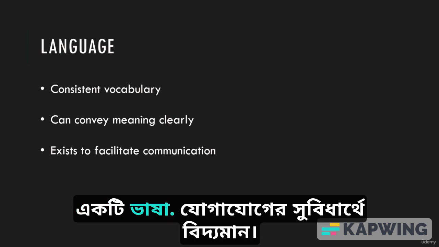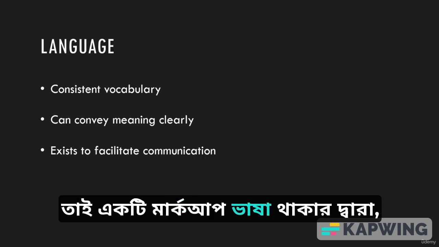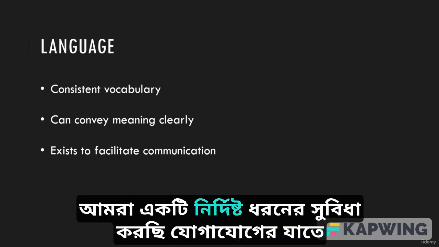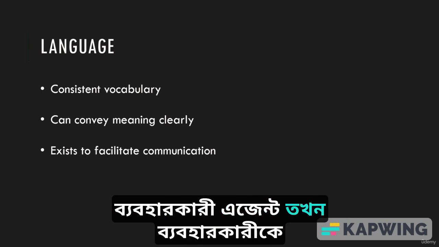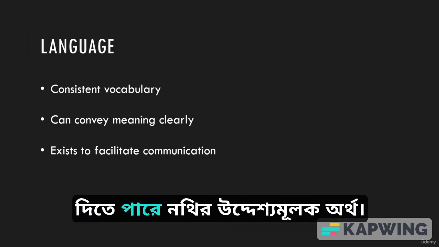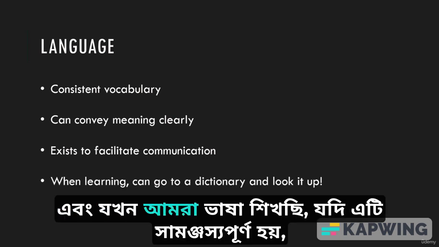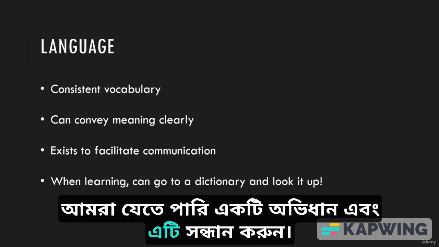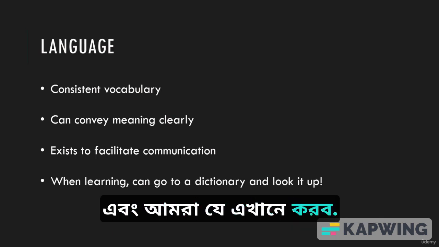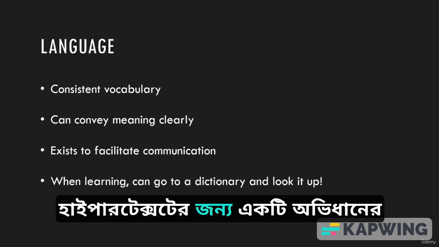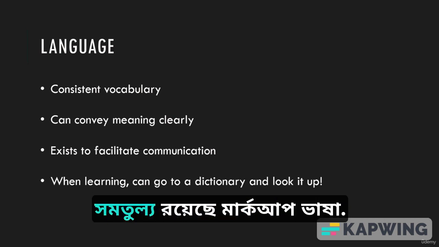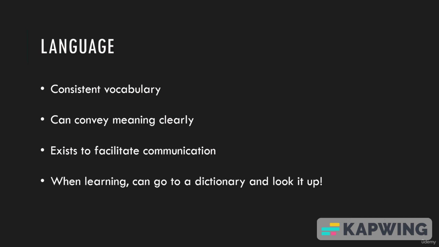A language exists to facilitate communication. So by having a markup language, we're facilitating a particular type of communication so that the user agent can then give to the user the intended meaning of the document. And when we're learning the language, if it's consistent, we can go to a dictionary and look it up. And we'll do that here in this course. There is the equivalent of a dictionary for hypertext markup language.